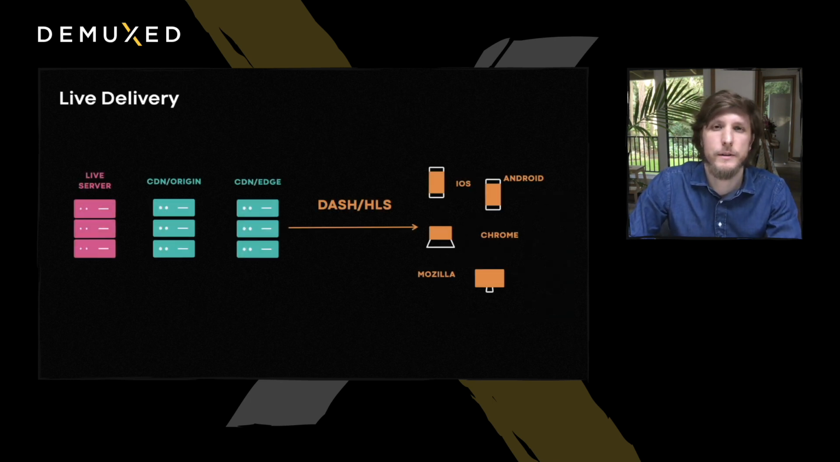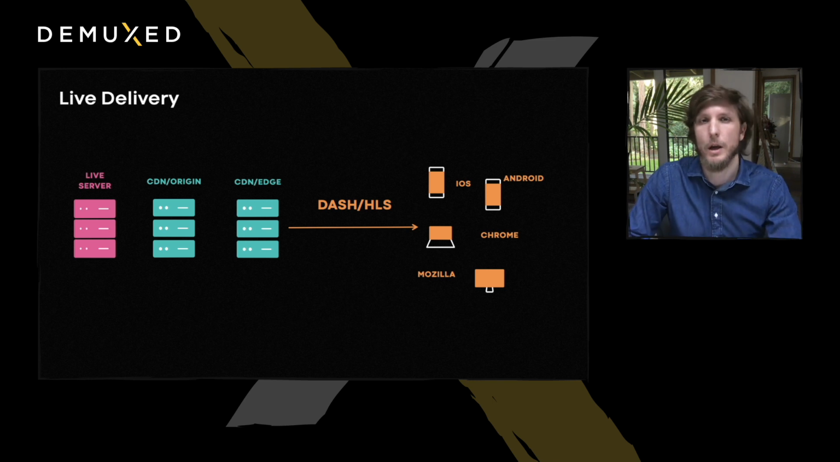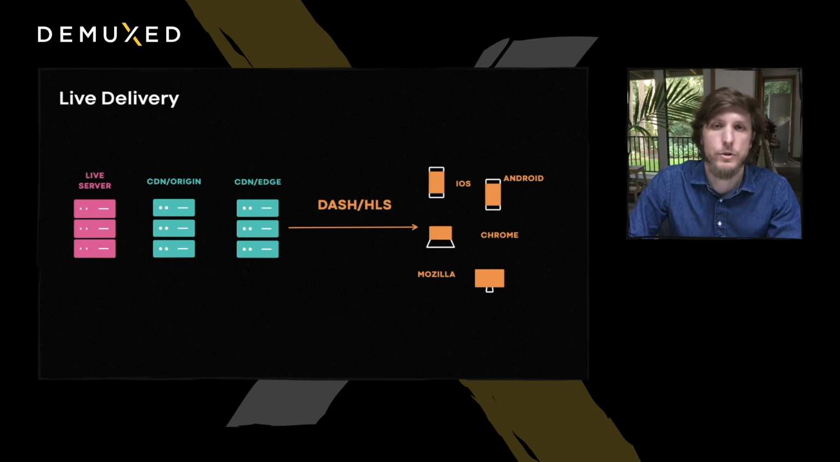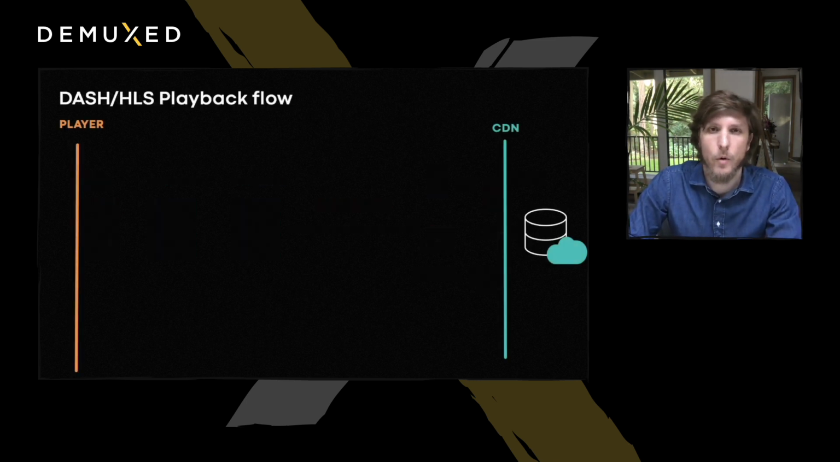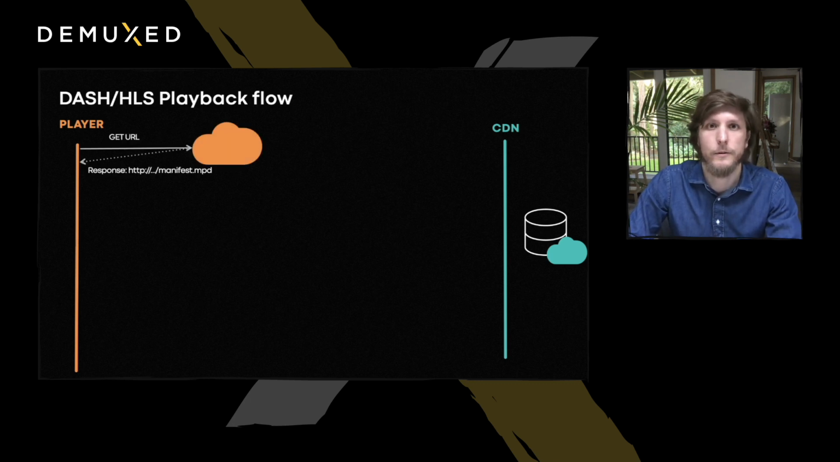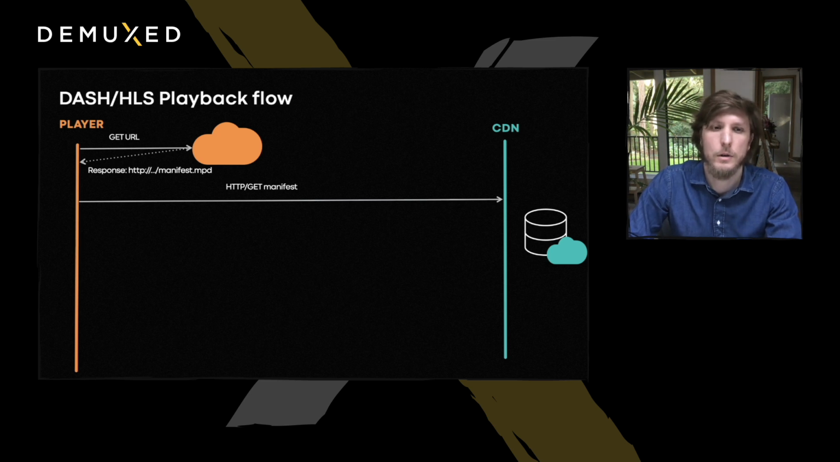Most live video delivery systems today use a manifest-like delivery format, Dash or HLS, and consist of players, a CDN to provide scalability via caching, and a live server that plays middleman between live ingest and delivery. Let's look at the typical steps required for playback in such a system. First, we need a URL for the manifest. Given the URL, the player makes an HTTP GET request to the server.